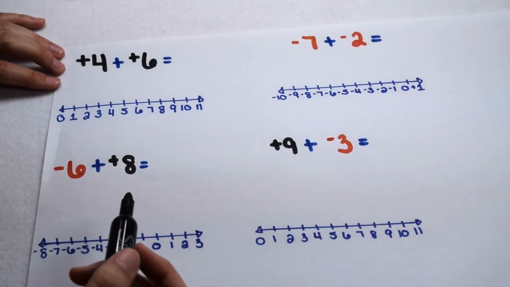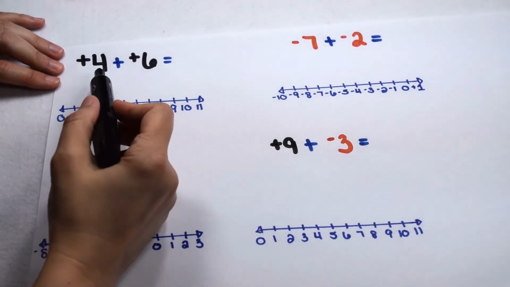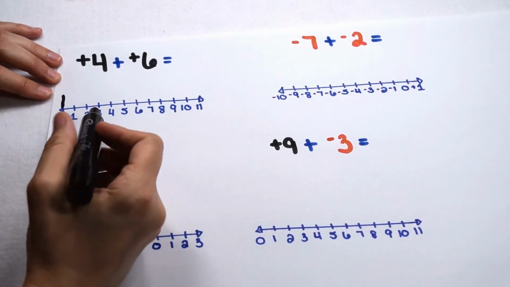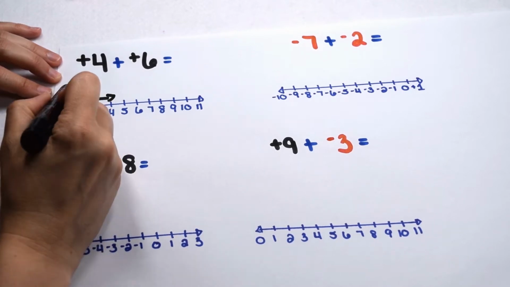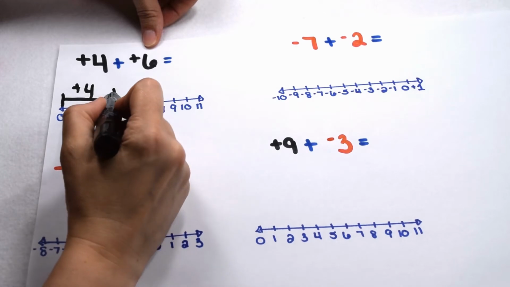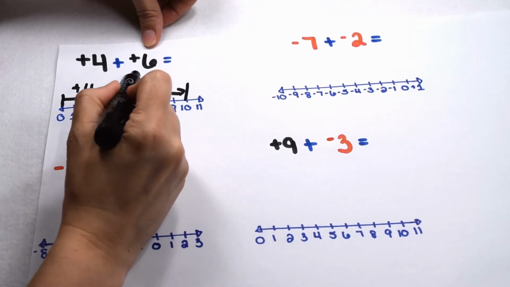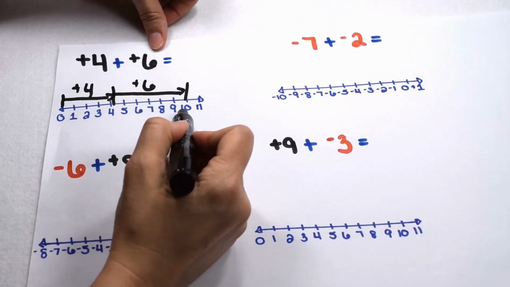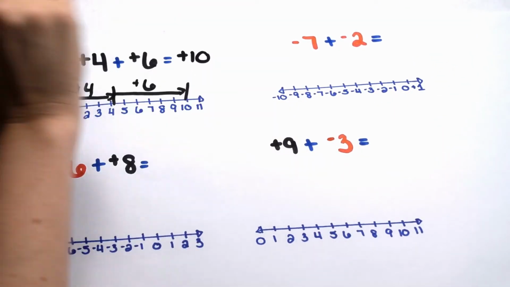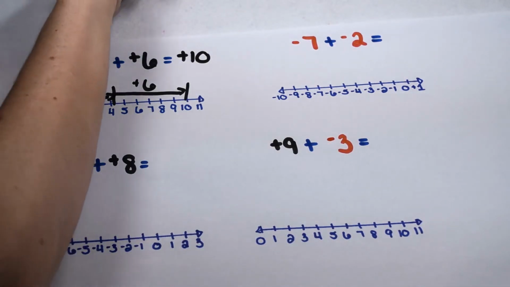Let's try a few more addition problems using a number line on paper. To start with, we have positive 4 plus positive 6. We're going to start at 0, and positive 4 is going to send us 4 places to the right. From there, we need to add positive 6, which means I'm going to go another 6 places to the right. When I go 6 more places to the right, I end up at positive 10. So positive 4 plus positive 6 gives me positive 10.